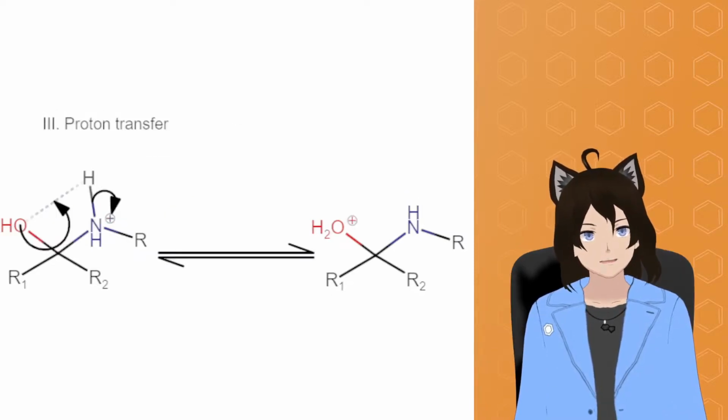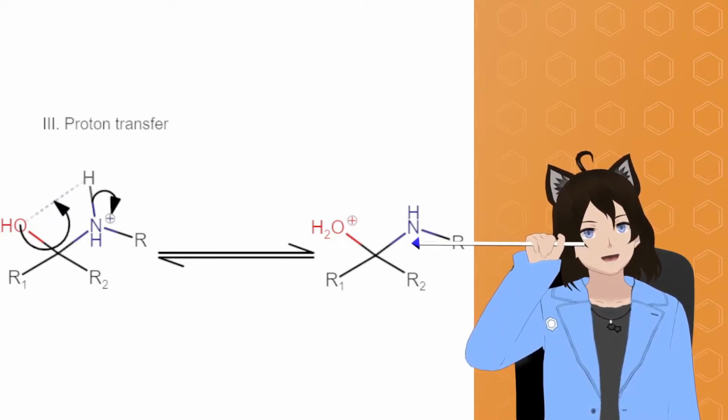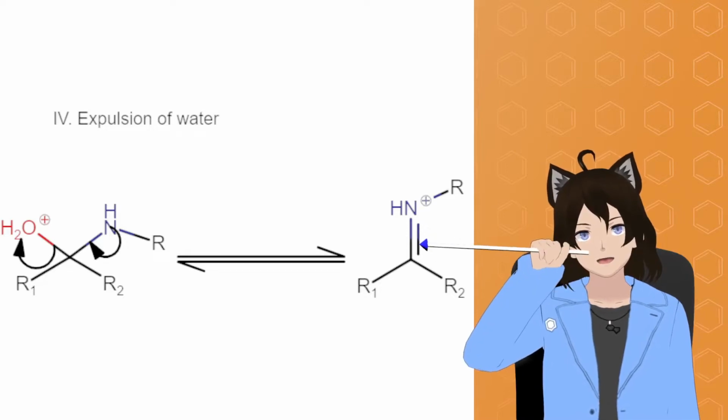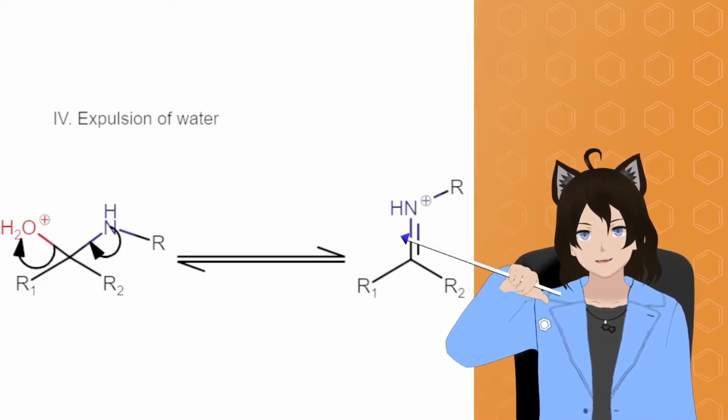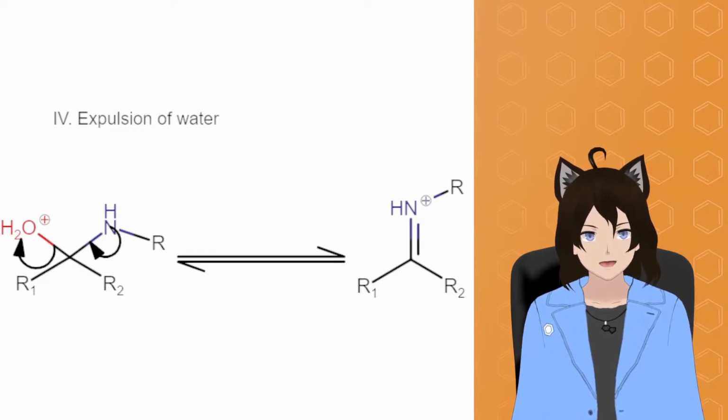The next step is proton transfer. As in the uncatalyzed mechanism, the oxygen abstracts the proton from the ammonium cation, in this case forming hydronium. Hydronium, being the excellent leaving group it is, is then kicked off by the nucleophilicity of the nitrogen. This forms an iminium cation.